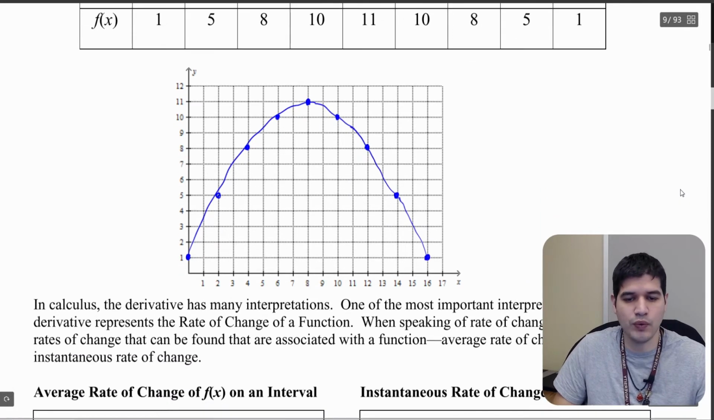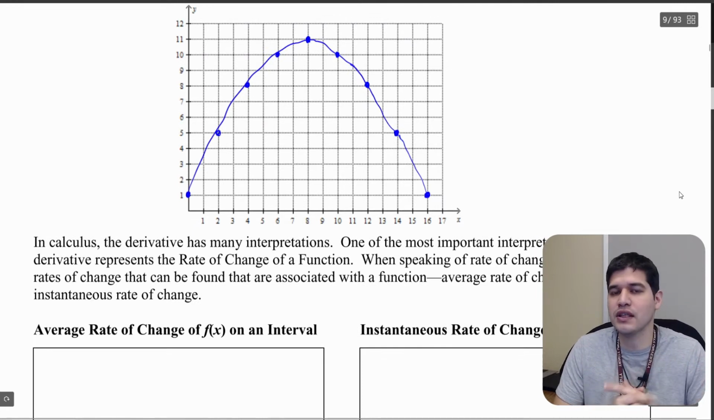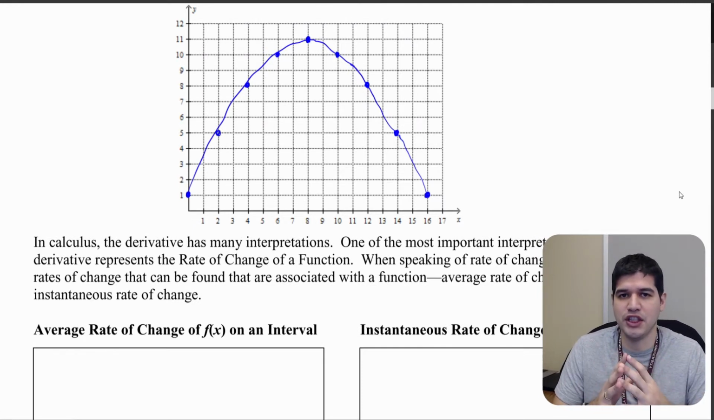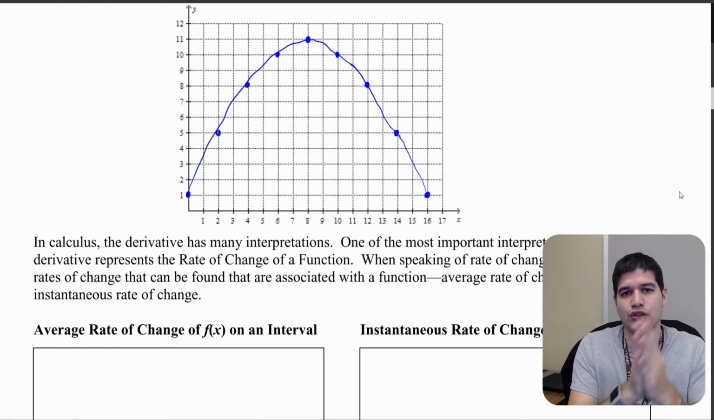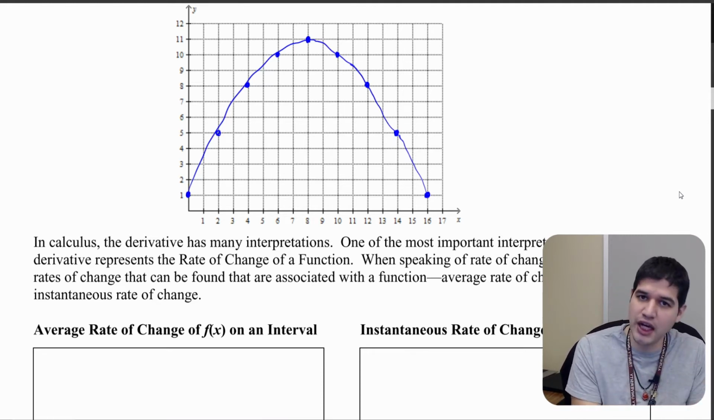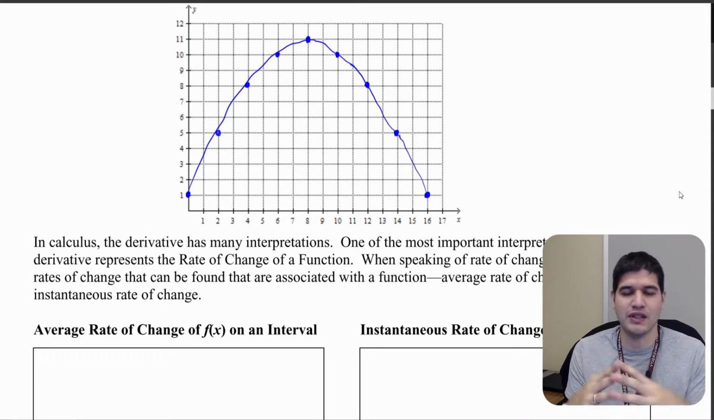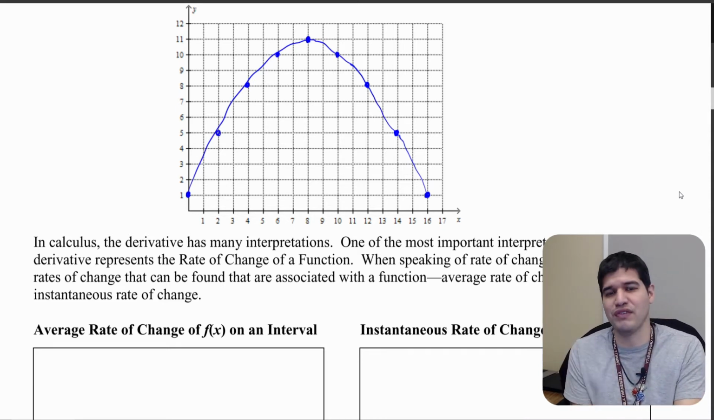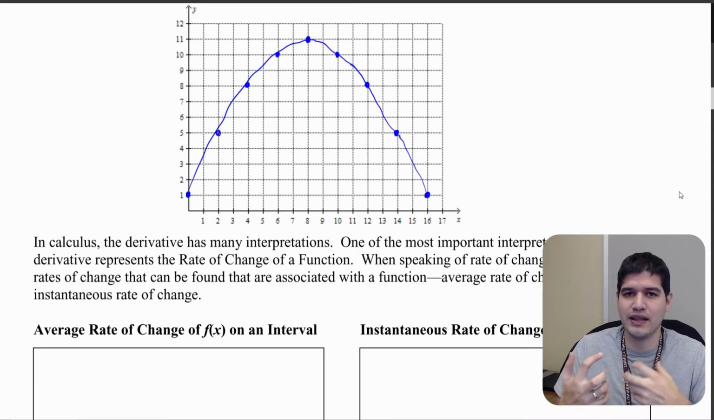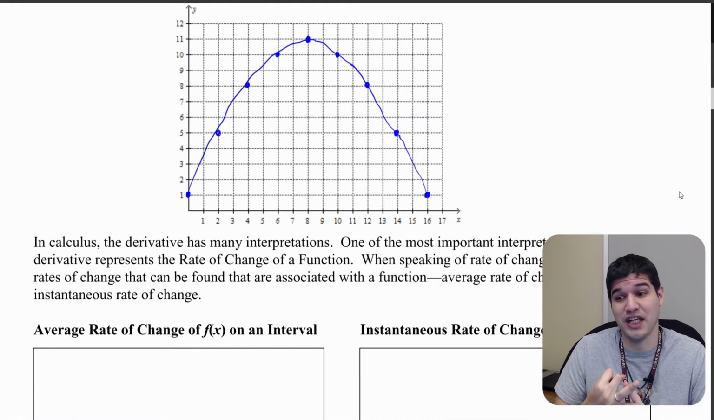What we want to think about as we look at this graph is that in calculus, the derivative has a lot of different interpretations, but the most common is that the derivative means the rate of change. When you think of rate of change, think derivative. Something like miles per hour just means derivative. There are 2 ways we can think about rate of change: the average rate of change, and the instantaneous rate of change.